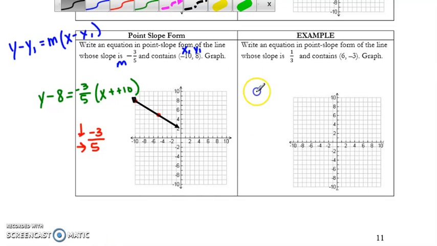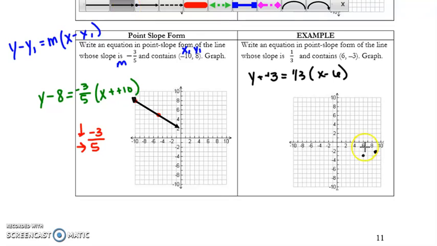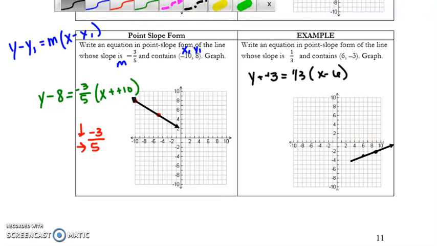There we go. All right, so try that next one on your own. Write it in point slope form, and then check your answer when you're ready. All right, so there's your equation, and then you should have plotted your point at 6, -3, and gone up 1, right 3, and then drawn your line. And then arrows on each end.